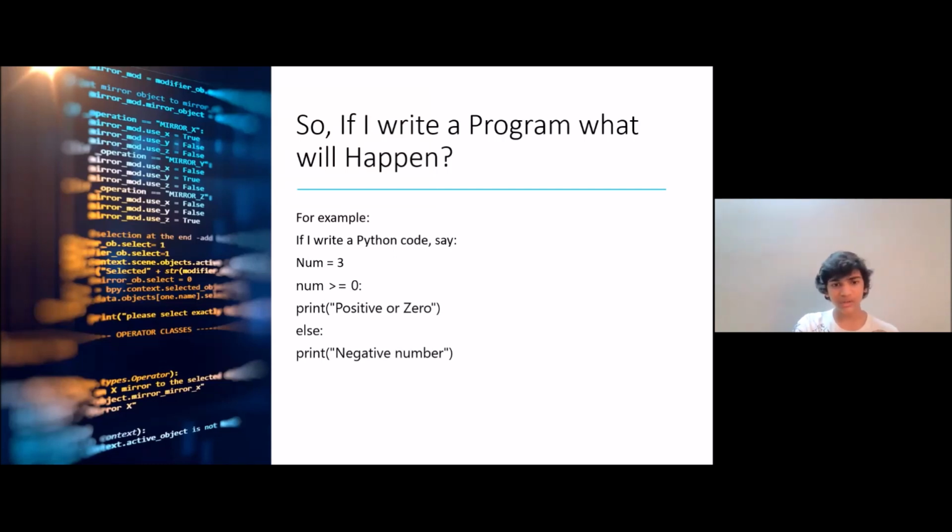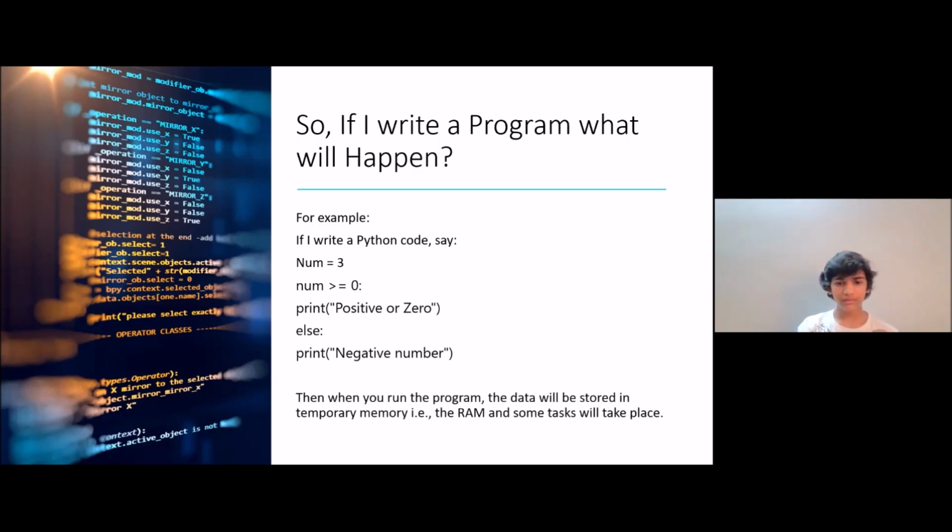We only know the executing part. What will happen to this? If it is maybe 4, then the computer will print positive or 0. Or if it is -1 or something, then the computer will print negative number. But how does this work? When you run the program, the Python code, the data will be stored in the temporary memory. So this data, which is given by the application, will go to the RAM.